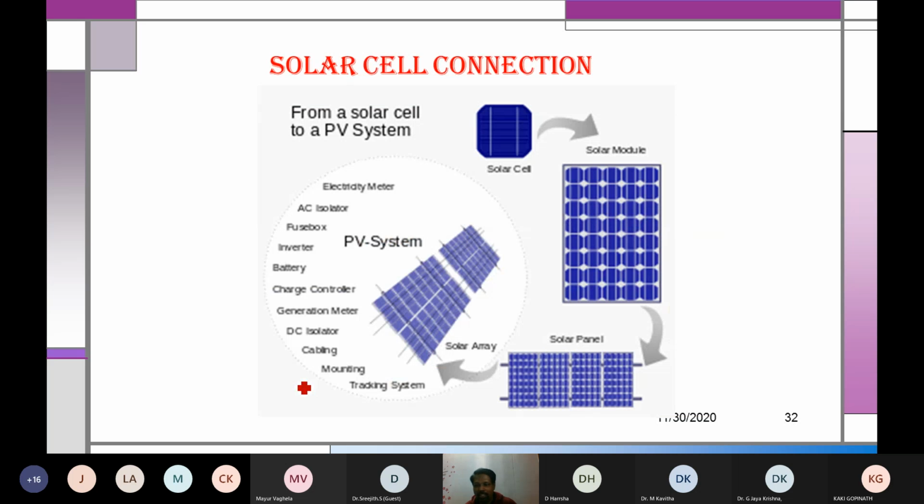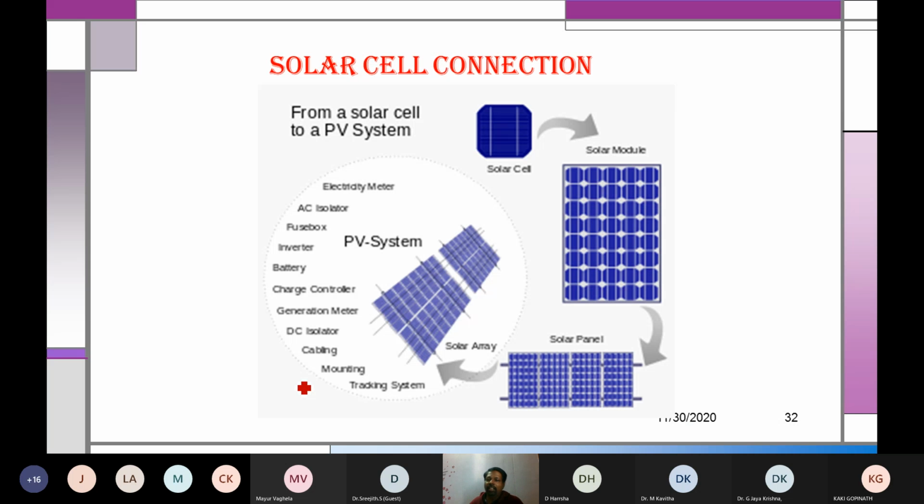Now let's move on to the connections of a solar panel. Okay, so we have seen a solar panel. What is a solar panel? How is it generating electric power? All such we have seen. Okay, and if you see a solar cell, a solar cell means a single one. A single device is called a cell.